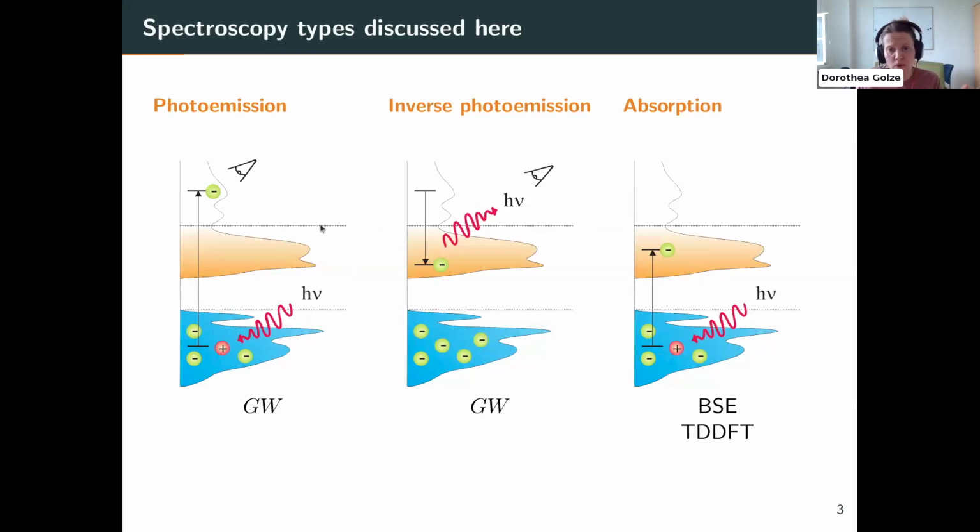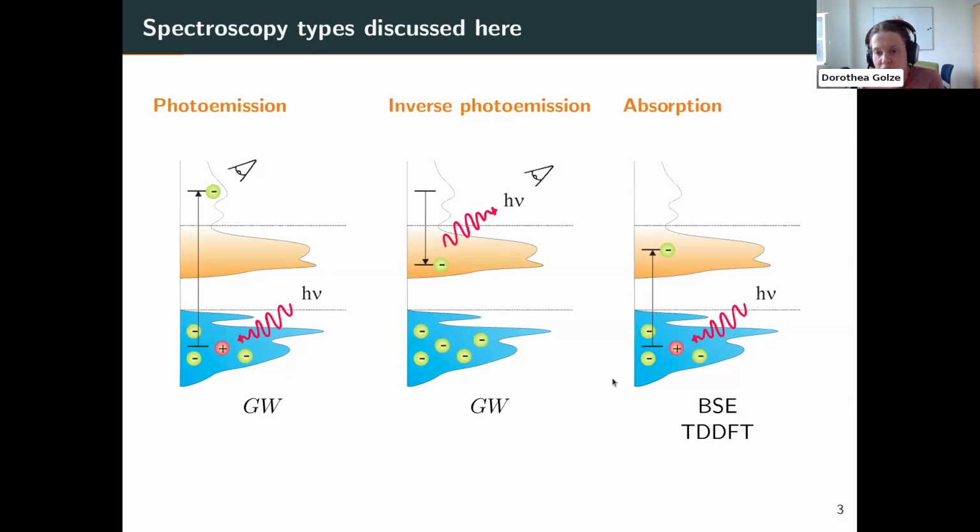We can also have the inverse process where we have an electron with a certain kinetic energy, and this undergoes then a radiative transition to an unoccupied state, thereby emitting light, also with the energy h times nu. We call this charged excitation because here the system is then charged positively and here negatively afterwards. So this is the type of spectroscopy we can describe with GW.